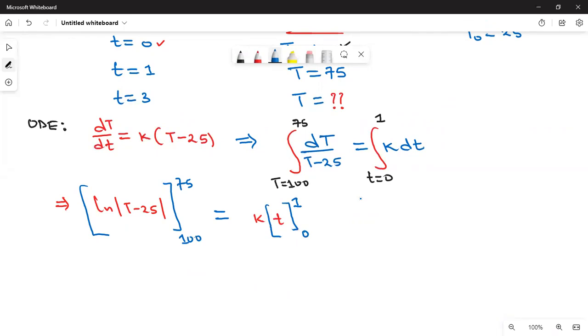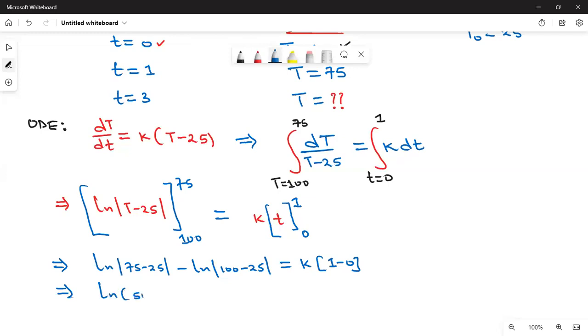So what do we get? On the left-hand side, we are going to get ln of 75 minus 25, then subtract ln of 100 minus 25 is equal to k into 1 minus 0. So this can also be written as 75 minus 25, that is 50. So this is log of 50 minus log of 75 is equal to k.